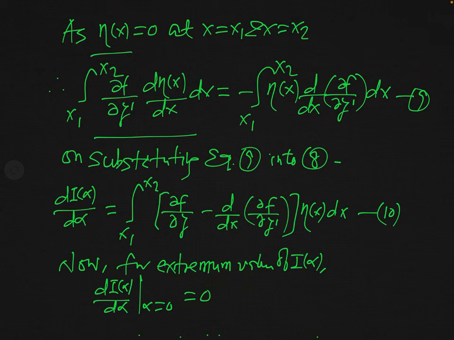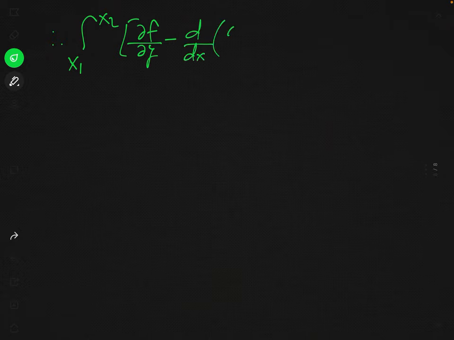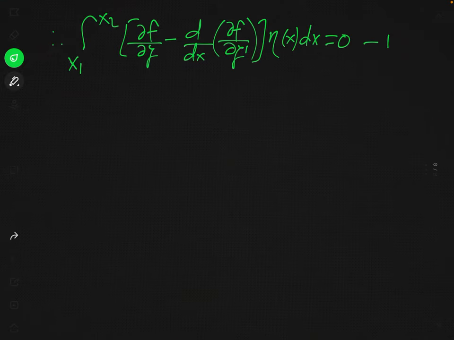So using this condition in equation 10, what will be your result? You can see easily. Therefore we can write that integral x1 to x2 del f by del y minus d dx del f by del y prime, eta of x dx equal to 0, and say this is equation 11.